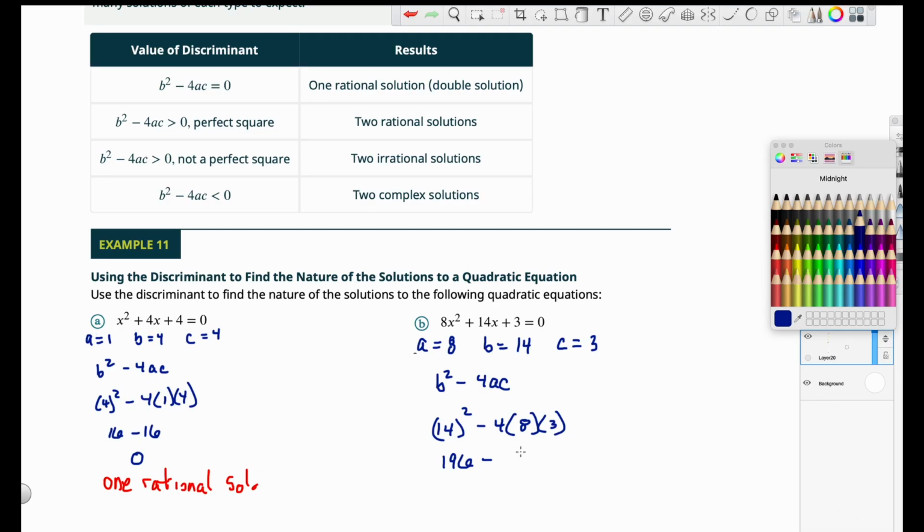minus 4 times 8, which is 32, times 3, which is 96. 196 minus 96 is 100. So 100 is a positive number and it's a perfect square. So we're looking at this second row right here. This has two rational solutions.